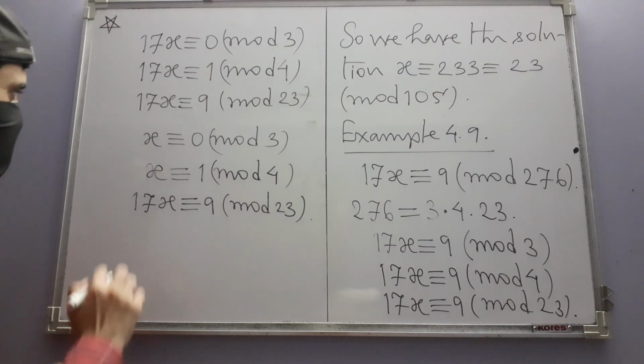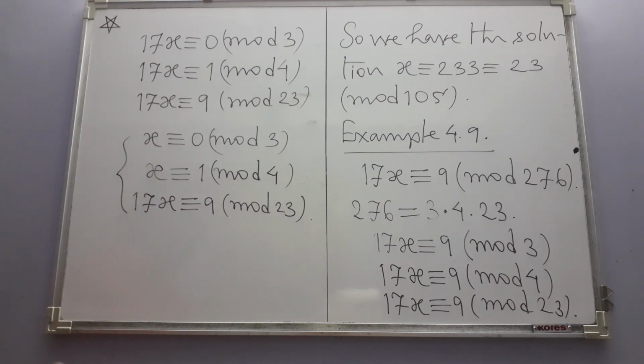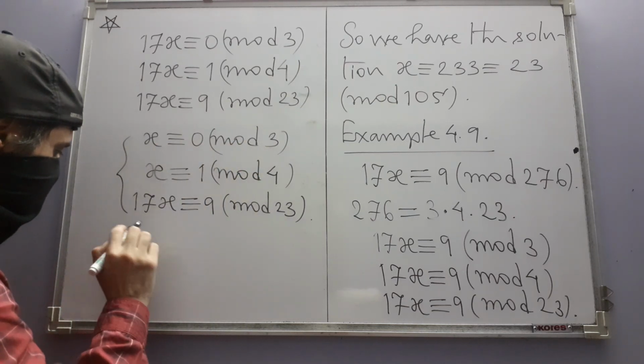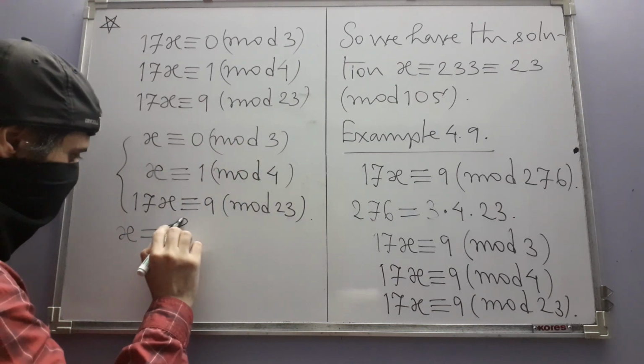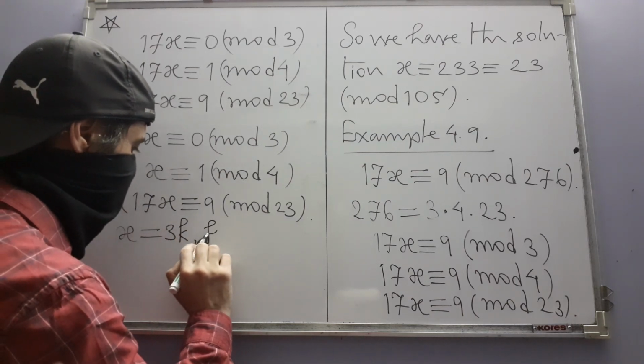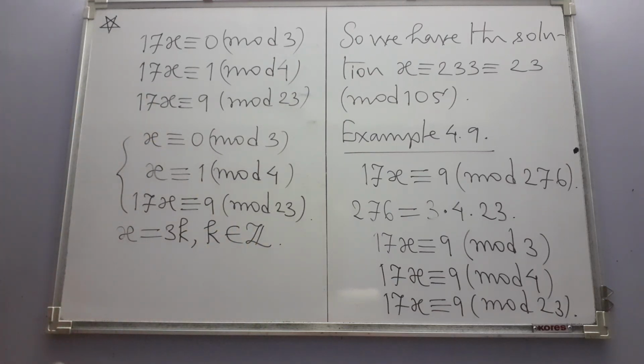Now in this somewhat simplified form, things have become particularly simple. So simple that we can start with this congruence. What does this say? It says that x has to be divisible by 3. So the general form of x is going to be like this. It's some multiple of 3, where k is an integer. K belongs to the set of integers.